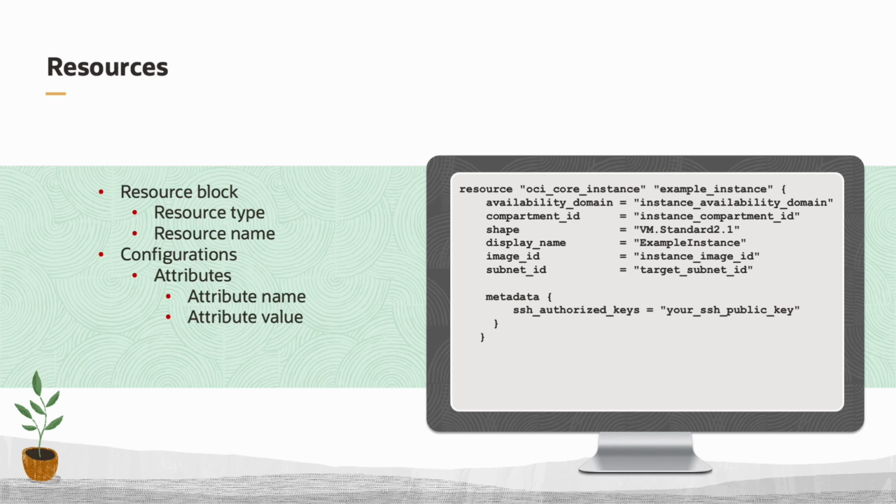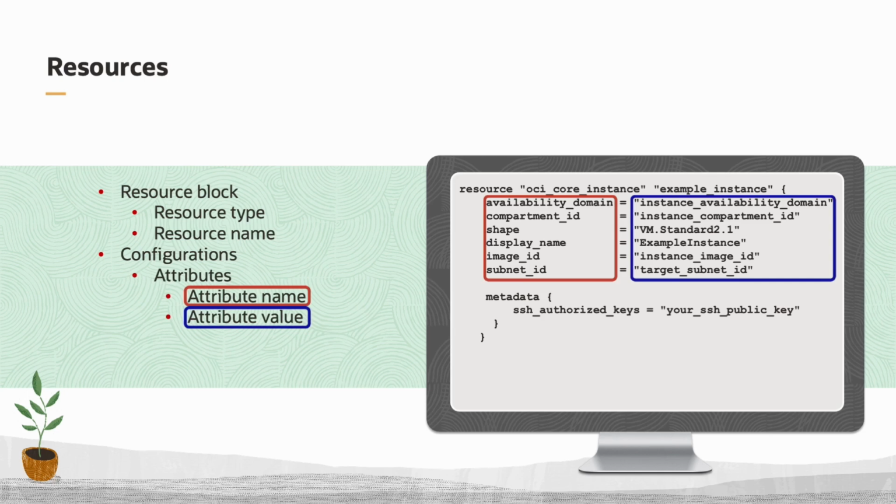These configurations specify the settings and properties for the resource. Attributes are key-value pairs that define the properties of the resource. There are required and optional attributes according to the resource's type. Here we see the attributes and their respective values.